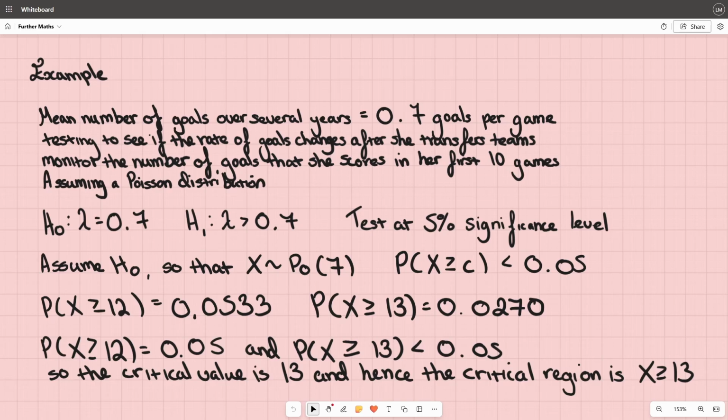If you're doing this in a real question, you then get asked something like, she's scored this many goals, and then you have to write a conclusion, whether it's in H0 or H1, and you always have to use words from the question when you write a conclusion like that. So for example, it would be yes or no, the number of goals she scored has or has not increased after she transfers teams. And that's all you have to know for hypothesis testing for Poisson distributions.